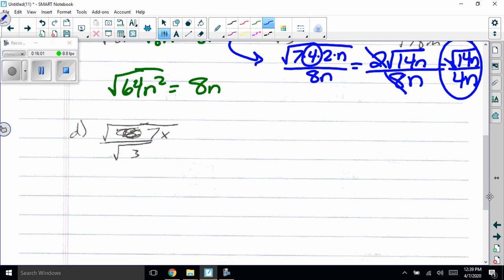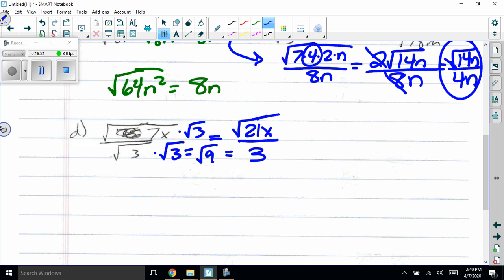You can go ahead and do D as well, same type of thing. Can't have radical 3 in the denominator, so we'll go ahead and do that. Radical 3 times radical 3 is radical 9, which is actually just 3. Just 3. That's why we've gotten rid of it. Up top, we have radical 21x. 7 times 3 is 21x. And if you were to go ahead and simplify that, I'll just go ahead and show you. It would be radical 7 times 3 times x over 3.